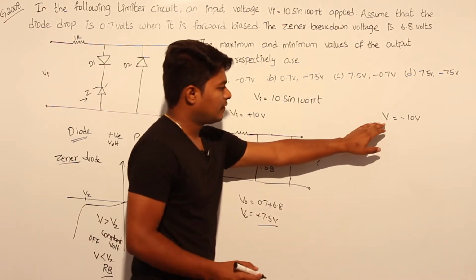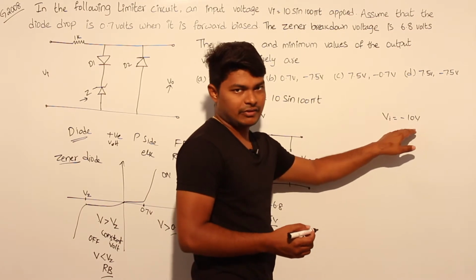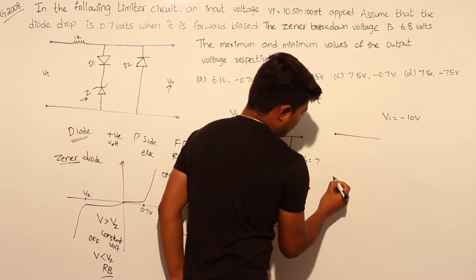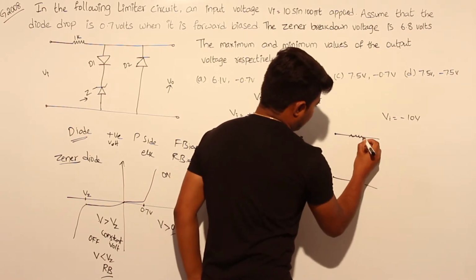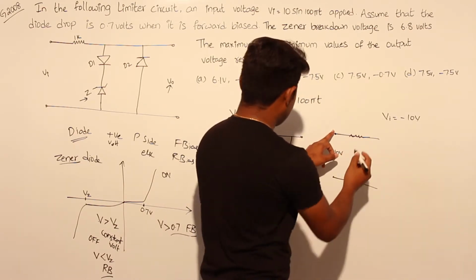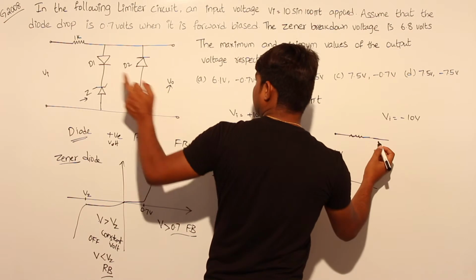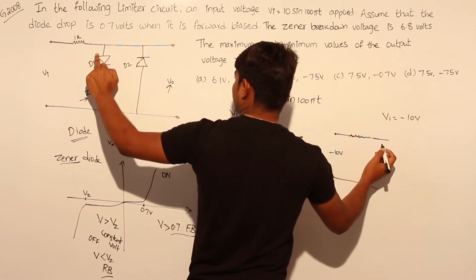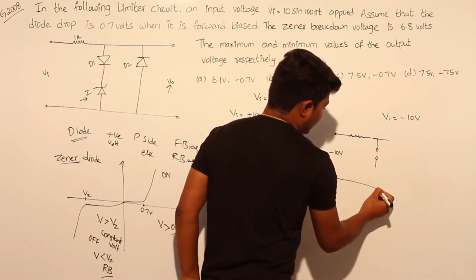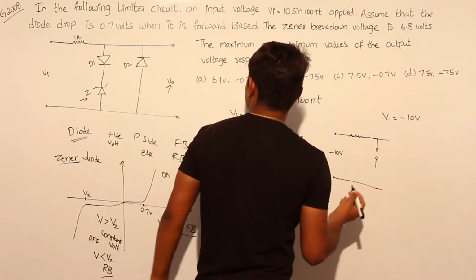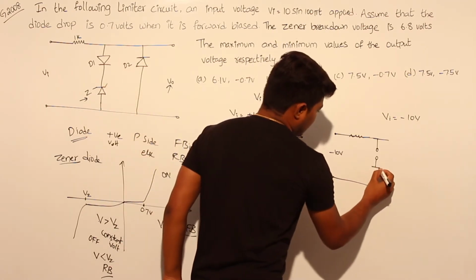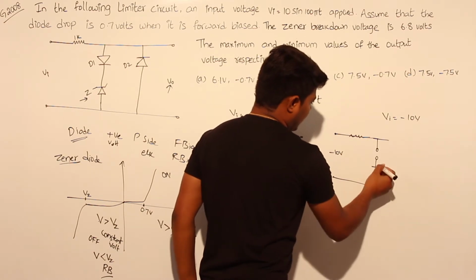Now we will redraw for Vi equal to minus 10 volts. Whenever we are applying minus 10 volts, we redraw the circuit. The resistance will be there, and minus 10 volts is applied to the P side. So this will act as reverse bias, an open circuit. Minus is connected to the Zener diode, so this will be in forward bias and maintains a constant 0.7 volts.